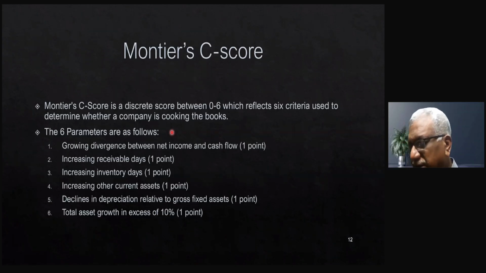So that distinction, again, as I told you, when you're doing a fraud risk assessment, you need to understand the distinction between a red flag which is not serious and a red flag which is indicative of further problems in the organization. So these 6 parameters are, we look at the divergence between net income and cash flow.